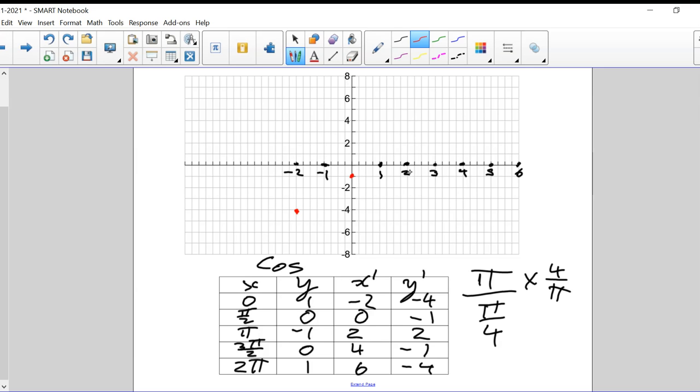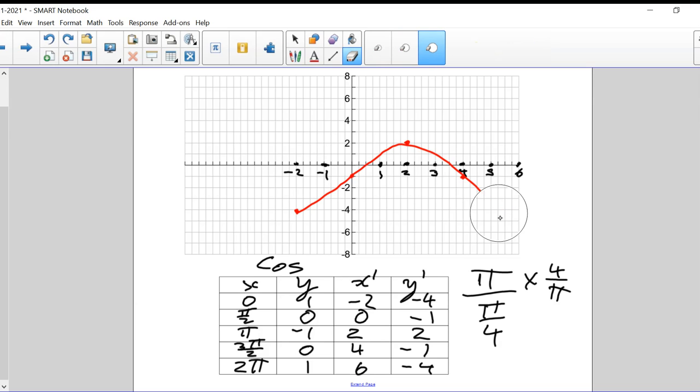2 takes us to 2. 4 takes us to minus 1. And 6 takes us to minus 4. So here is my cosine function. All right, kind of messed up at the end there. Let me see if I can fix this a little bit. 6 down to minus 4. All right, there is your function right there, right?